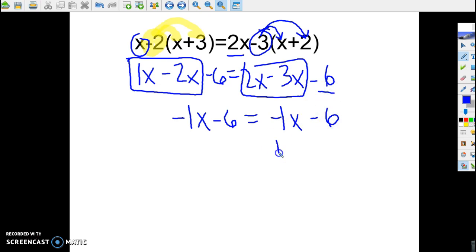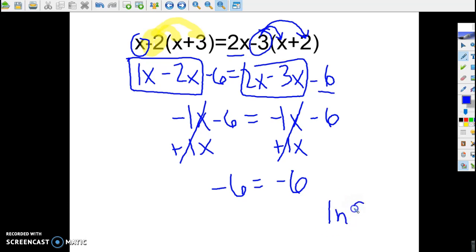From here, we can add 1x to both sides. That cancels, and that cancels, and we're left with -6 equals -6. Well, that's true because they're both the exact same number, and -6 is equal to -6. So what this means is that we could put any number in for x that we wanted, and we would get a true solution. So this is called infinite solutions.